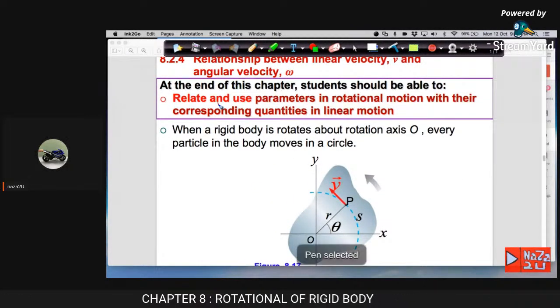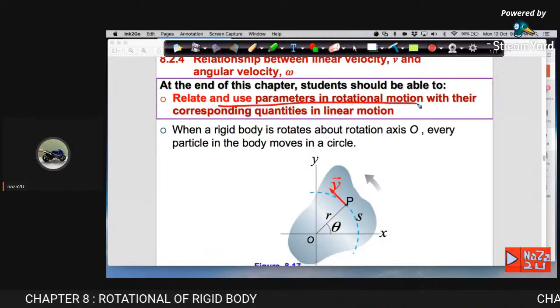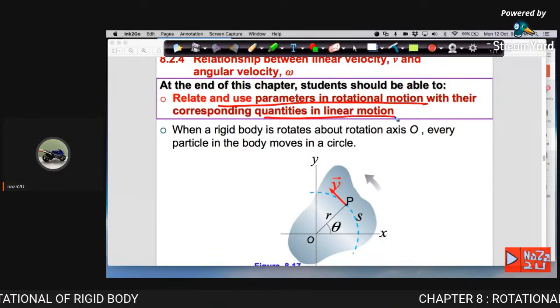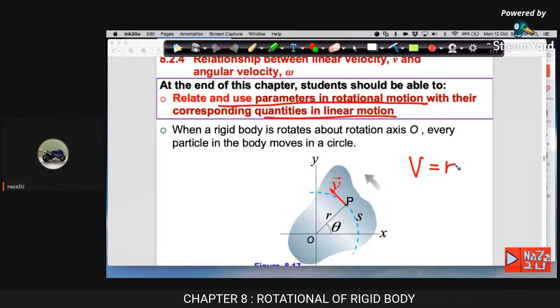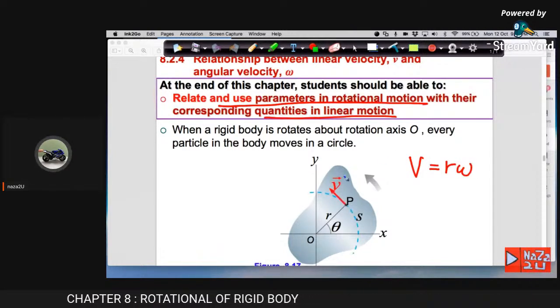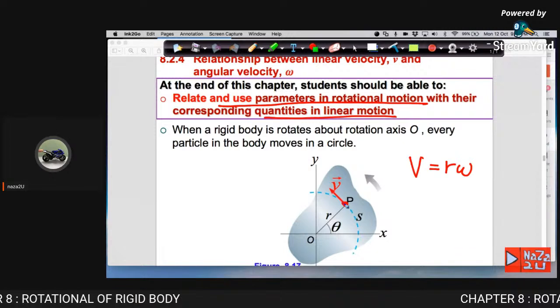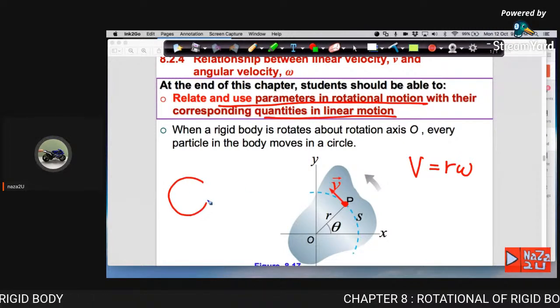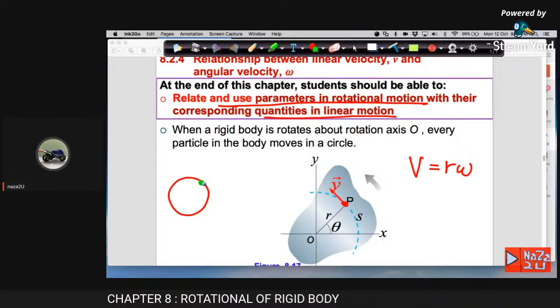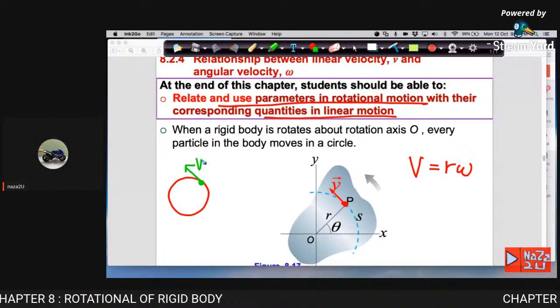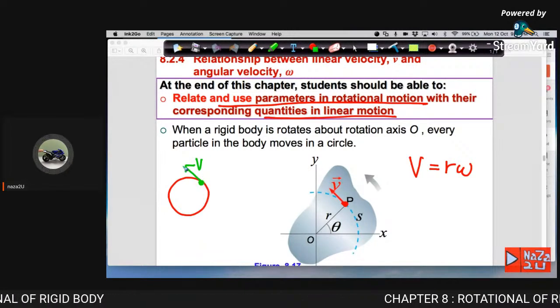Okay. Relate and use parameter rotational motion with the corresponding of linear motion. Macam tadi kan, so we have V is equal to R omega. Di mana V kita? V ni lah. Kalau kau masih ingat, circular motion kita belajar dulu, yang menyebabkan jasad ini bergerak, dia ada V. So this is linear ataupun tangential, dia lurus.